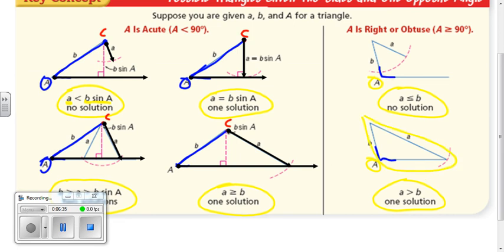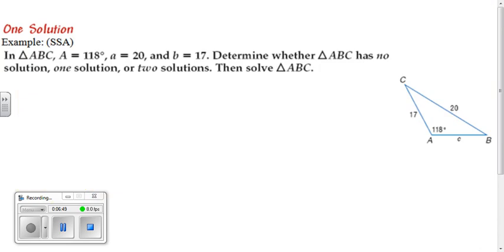So you can always tell whether or not we will actually be able to make triangles from this, either 0, 1, or 2 triangles, based on how A corresponds to B and how they both correspond to B times sine of angle A. So in this situation, we want to determine whether or not ABC has one solution, no solutions, or two solutions, then solve for ABC.